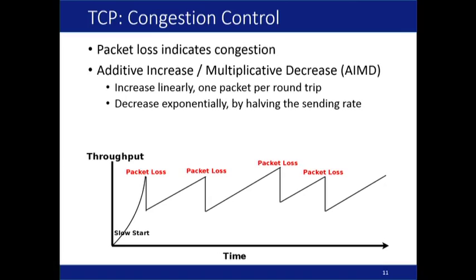The particular scheme that TCP uses is called additive increase, multiplicative decrease, which means that in normal operation, TCP will slowly increase its sending rate 1 packet per round trip. And on a packet loss, indicating congestion, it will exponentially decrease its sending rate by cutting it in half, resulting in a sawtooth pattern like you see on this slide.